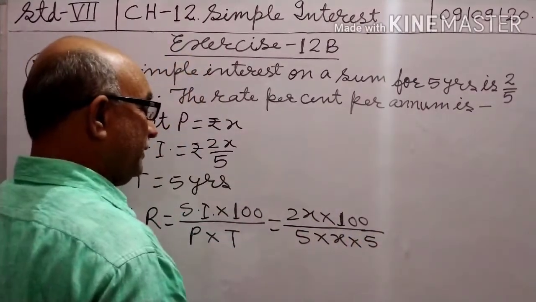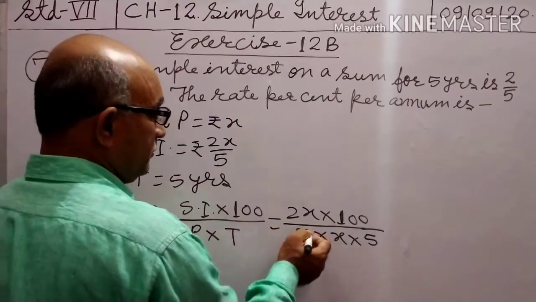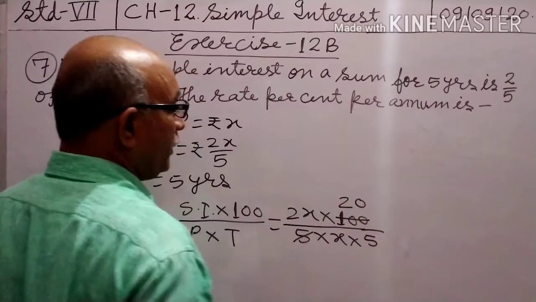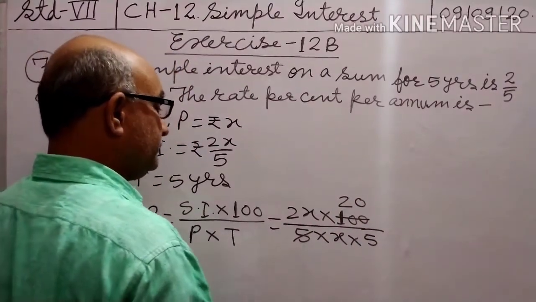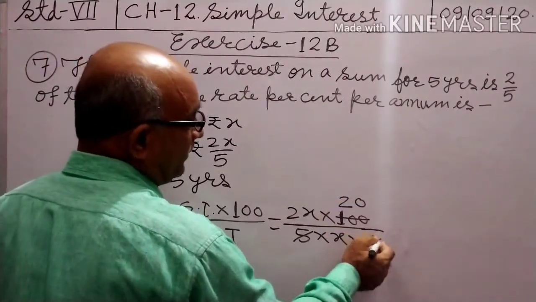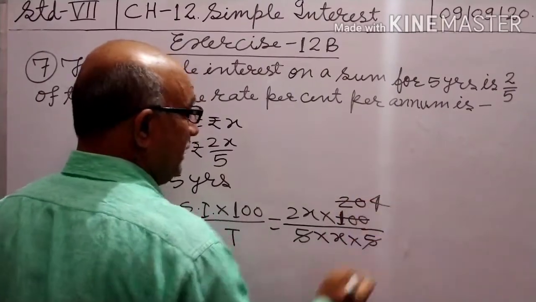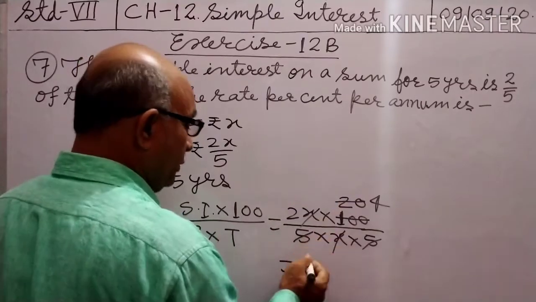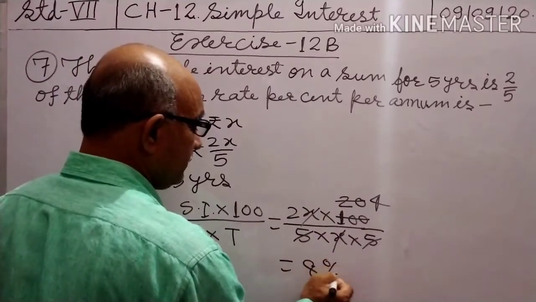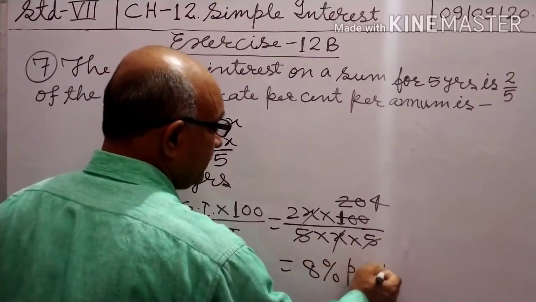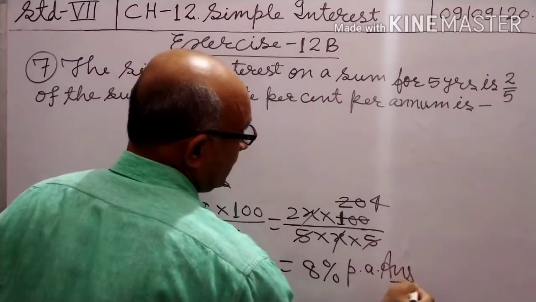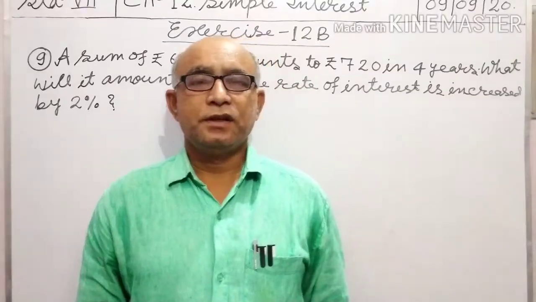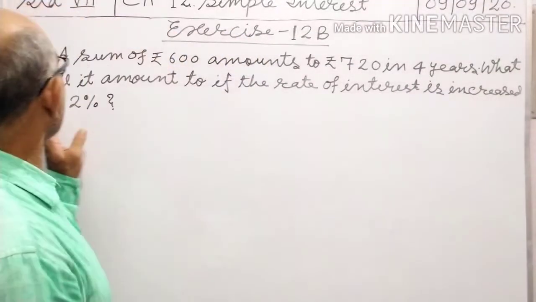So divided by 5. Now 100 divided by 5, 5 twenties are 100, and 20 divided by 5, so 5 fours are 20. x to x cancel, equal to 2 fours is 8% per annum. Answer of this question. Understand and write it.